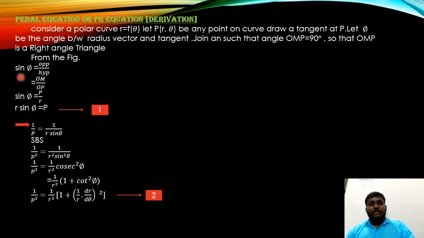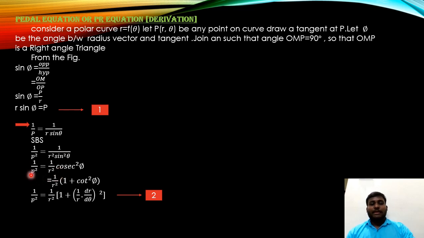Considering the figure, sine is equal to opposite by hypotenuse, OM by OP, so sine phi is equal to p by r, that is, r sine phi is equal to p. Name it as equation number 1. We are going to consider 1 by p is equal to 1 by r sine phi. Squaring on both sides, 1 by p square is equal to 1 by r square into cosec square phi.